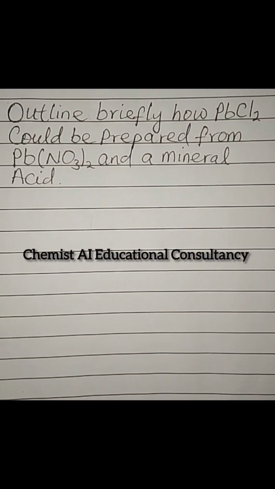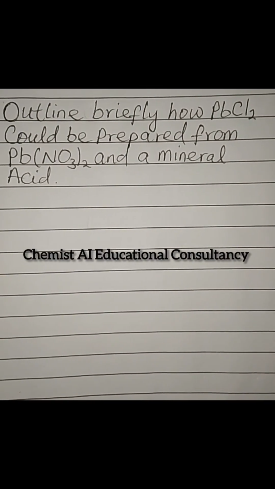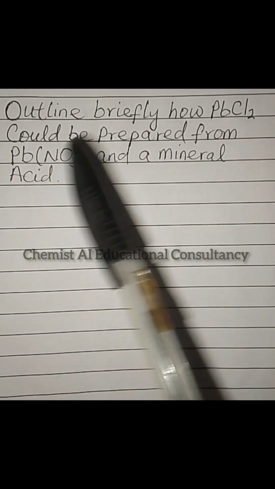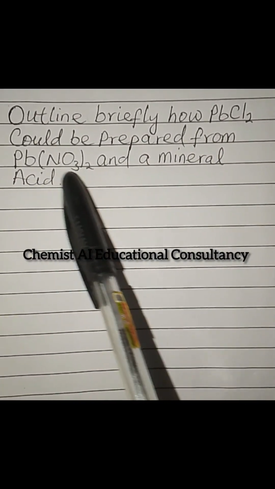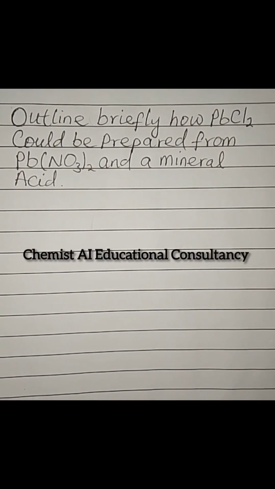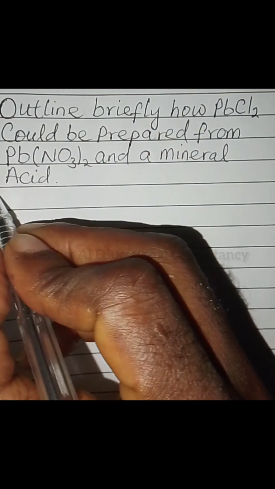A lot of students would skip this question for a reason. The question says, outline briefly how lead 2 chloride could be prepared from lead 2 trioxynitrate 5 and a mineral acid. The reason why they will skip this is a mention of one of the reactants, a mineral acid. But the secret of getting the mineral acid lies in the givens.